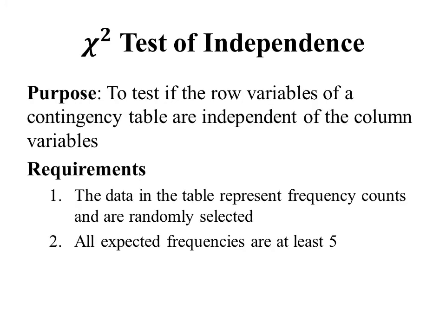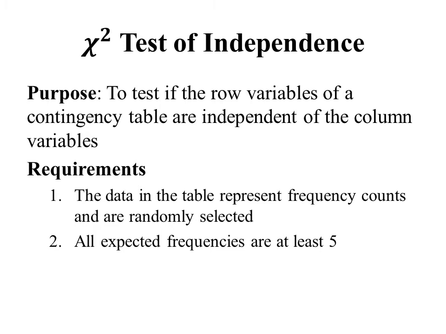So the test that we did here again is called the chi-squared test of independence. The purpose is to test if the row variables of a contingency table are independent of the column variables. Now this test is one of the most frequent tests that you'll see in the journal readings, the test of independence. And another way to state the purpose is that we're looking for a difference between 2 or more different populations.